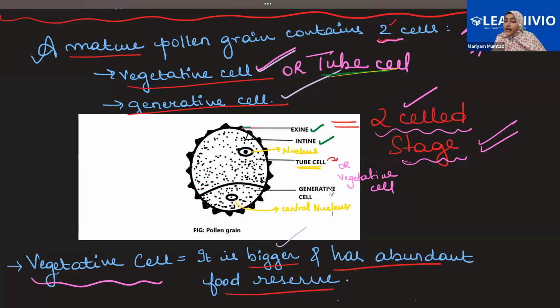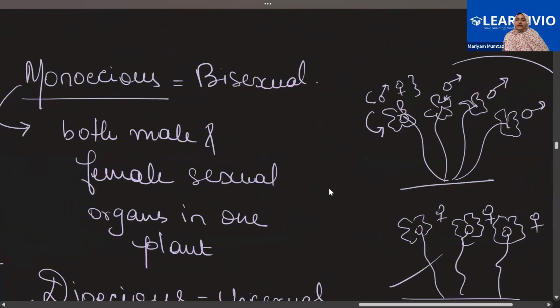Now, what are the two types of cells that are found inside the pollen grain? Tube cell and generative cell. Very good. What is the other name for the tube cell? Vegetative cell. Which one is bigger, vegetative or generative? Vegetative. What is one more difference between them? The nucleus is in the center in the generative cell, and at the side in the vegetative cell. So talk in terms of the nucleus.